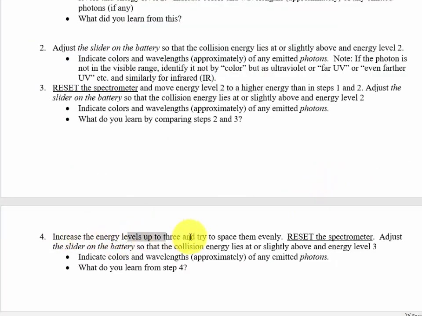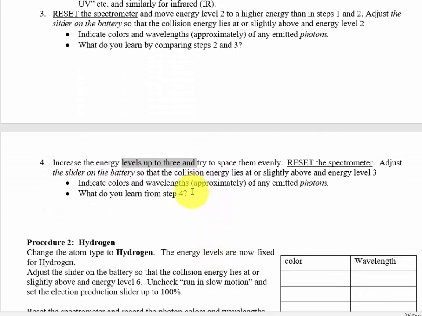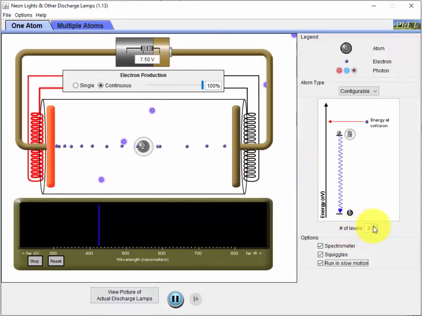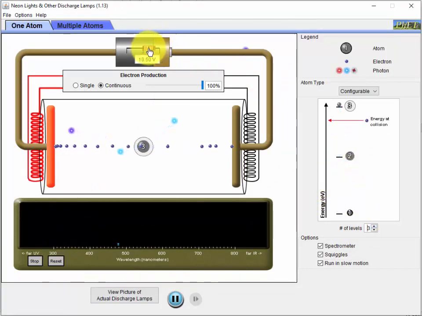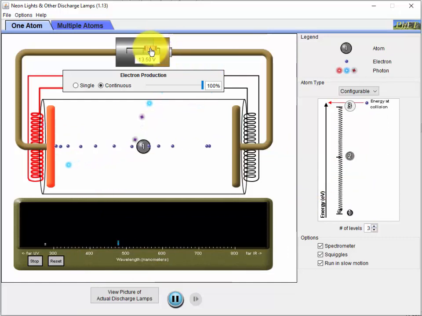Now we're told to go ahead and put 3 energy levels and reset the spectrometer. And let's go ahead and make our observations. So I'm going to boost this thing up to 3 energy levels, and I'm going to make sure this thing has enough juice to excite both of these energy levels.